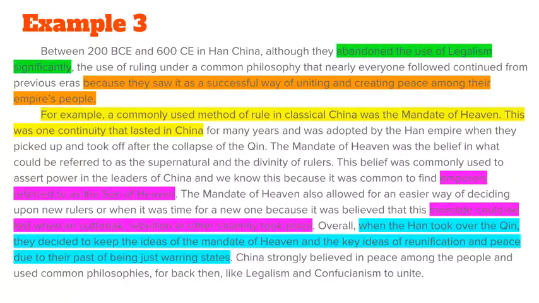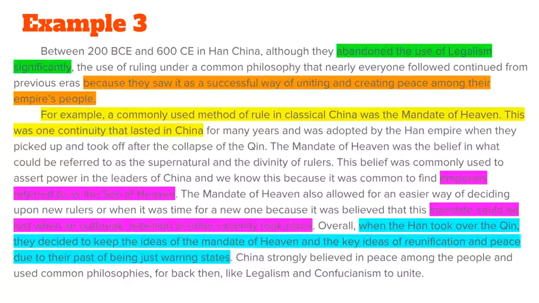So here's what I've highlighted in this section. Notice in the thesis statement that I've only highlighted the change as being a clear statement of a method of imperial administration, that they abandoned the use of legalism significantly. I haven't highlighted the continuity in green because the ruling under a common philosophy that nearly everyone followed is really vague and very difficult to prove in a clear way. So I would argue that's not a very strong element in this thesis statement.